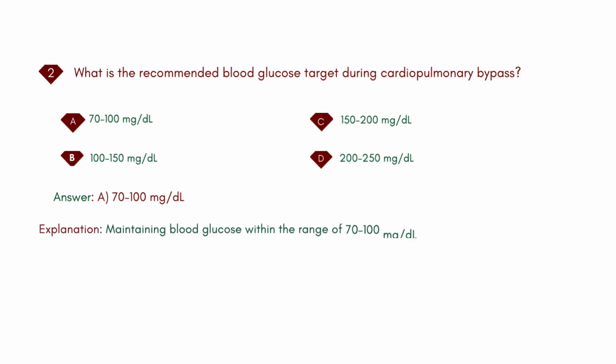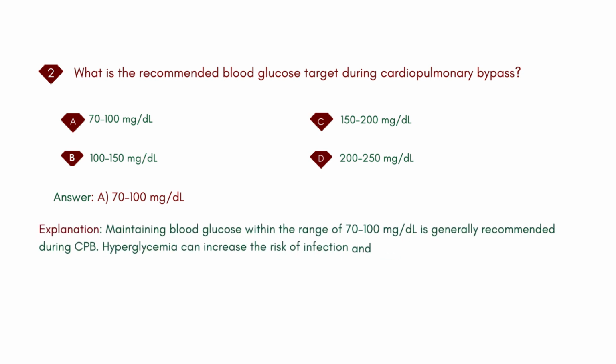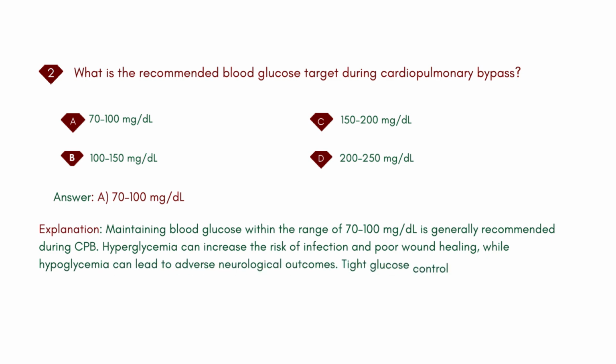Explanation: maintaining blood glucose within the range of 70 to 100 mg/dL is generally recommended during CPB. Hyperglycemia can increase the risk of infection and poor wound healing, while hypoglycemia can lead to adverse neurological outcomes. Tight glucose control is essential to improve postoperative recovery.